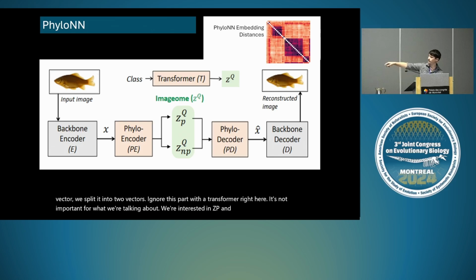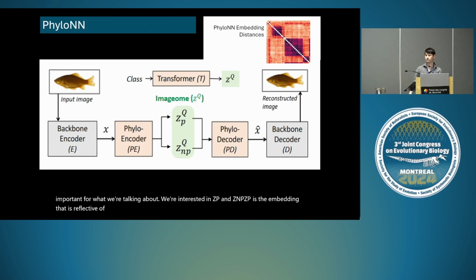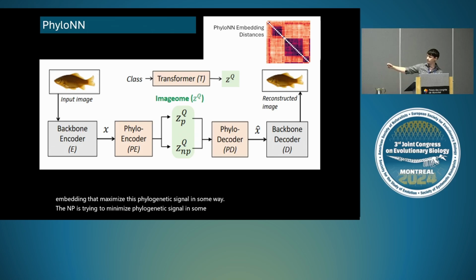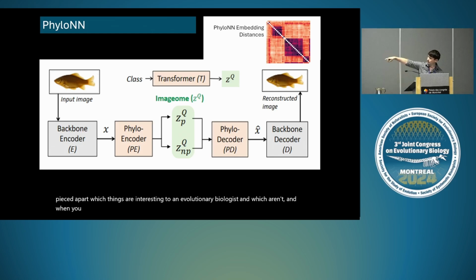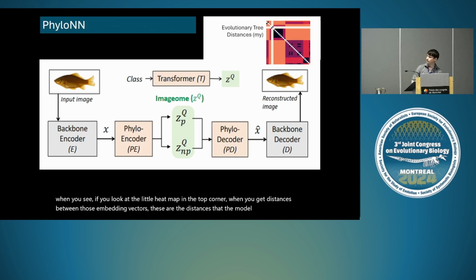ZP is the embedding that is reflective of phylogeny. And in simple terms, the idea is we're trying to find an embedding that maximizes phylogenetic signal in some way. ZNP is trying to minimize phylogenetic signal in some way. You can concatenate those two vectors and rebuild the original image with all of the information, but now you've sort of pieced apart which things are interesting to an evolutionary biologist and which aren't. If you look at the little heat map in the top corner, these are the distances between the embedding vectors that the model found, and these are the actual tree distances from the phylogeny. While they're fairly different, the broad patterns are still pretty good.